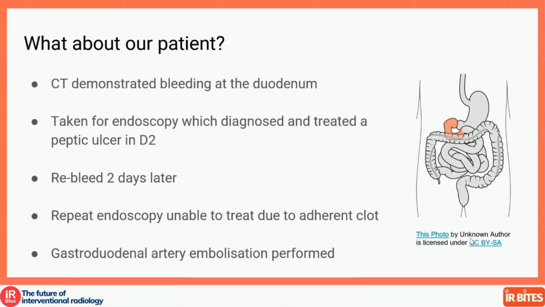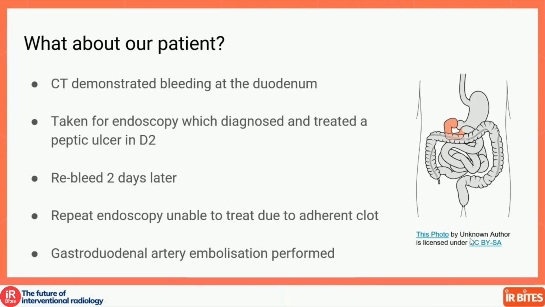So what about our patient? Back to wee Mary. So wee Mary had a CT scan that showed active bleeding at the duodenum, and she was taken for endoscopy, which diagnosed and treated a peptic ulcer in D2. Everything was dandy, but then 2 days later, she had another episode where she was vomiting blood again and was a bit tachycardic and dropped her blood pressure. She didn't have any further imaging.